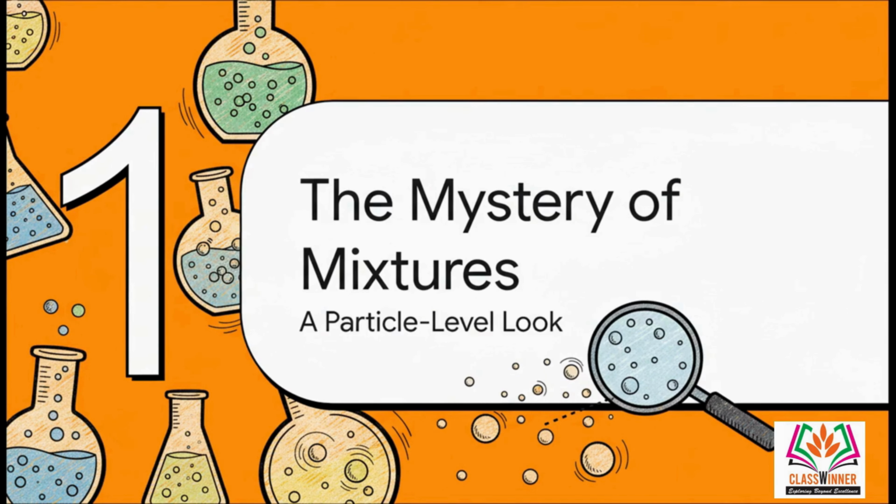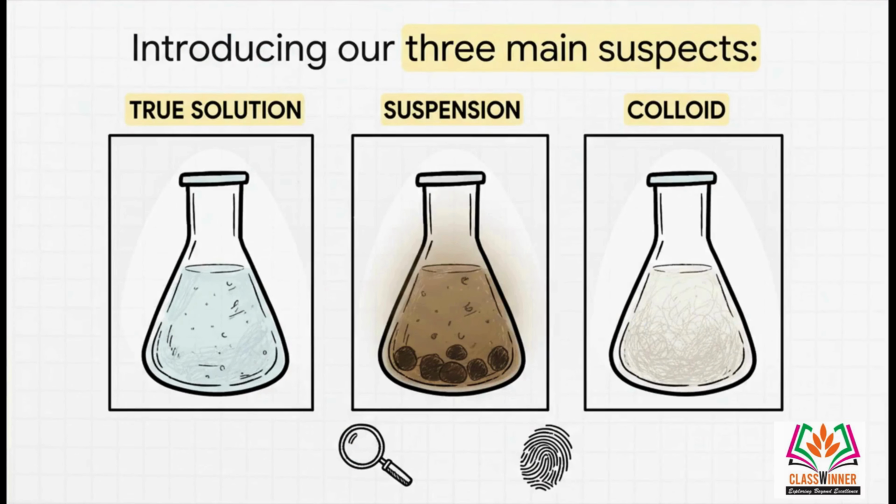You see, the big secret is that they are all mixtures, but they are not created equal. The real difference is happening on a level so small you can't even see it, down at the particle level. So let's grab our virtual magnifying glass and zoom way, way in. To crack this case, we're going to line up our three main suspects. We've got the true solution, the suspension, and the colloid. Each one has a totally unique identity. And trust me, by the end of this, you'll be able to spot them anywhere.